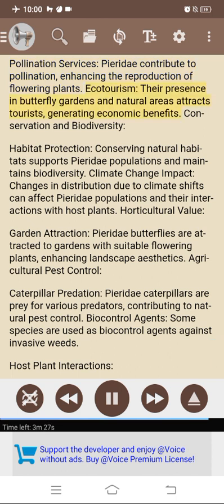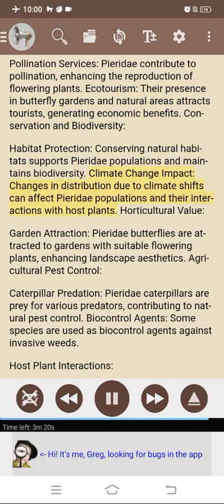Ecotourism. The presence in butterfly gardens and natural areas attracts tourists, generating economic benefits. Conservation and biodiversity. Habitat protection. Conserving natural habitats supports Pieridae populations and maintains biodiversity. Climate change impact. Changes in distribution due to climate shifts can affect Pieridae populations and their interactions with host plants. Horticultural value. Garden attraction. Pieridae butterflies are attracted to gardens with suitable flowering plants, enhancing landscape aesthetics.